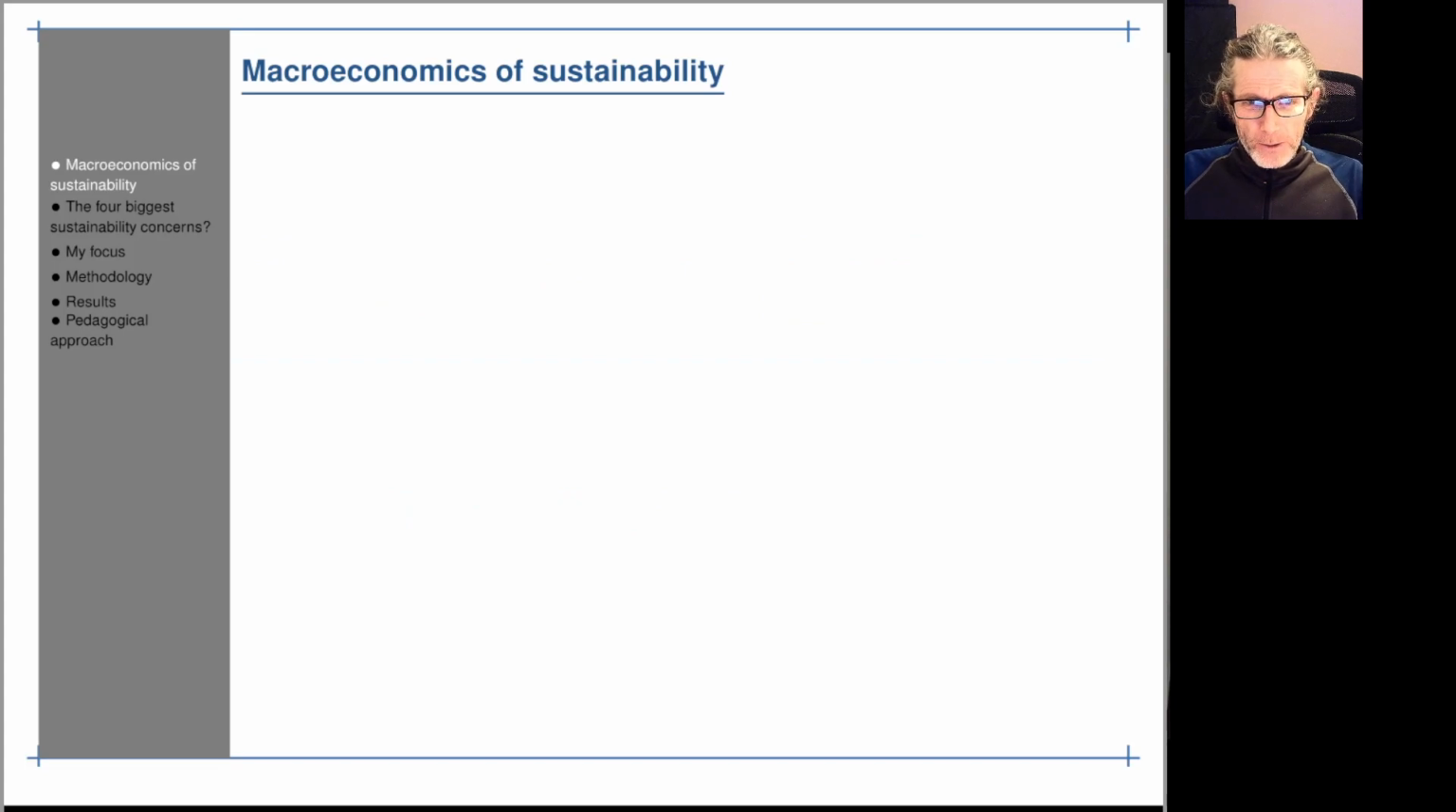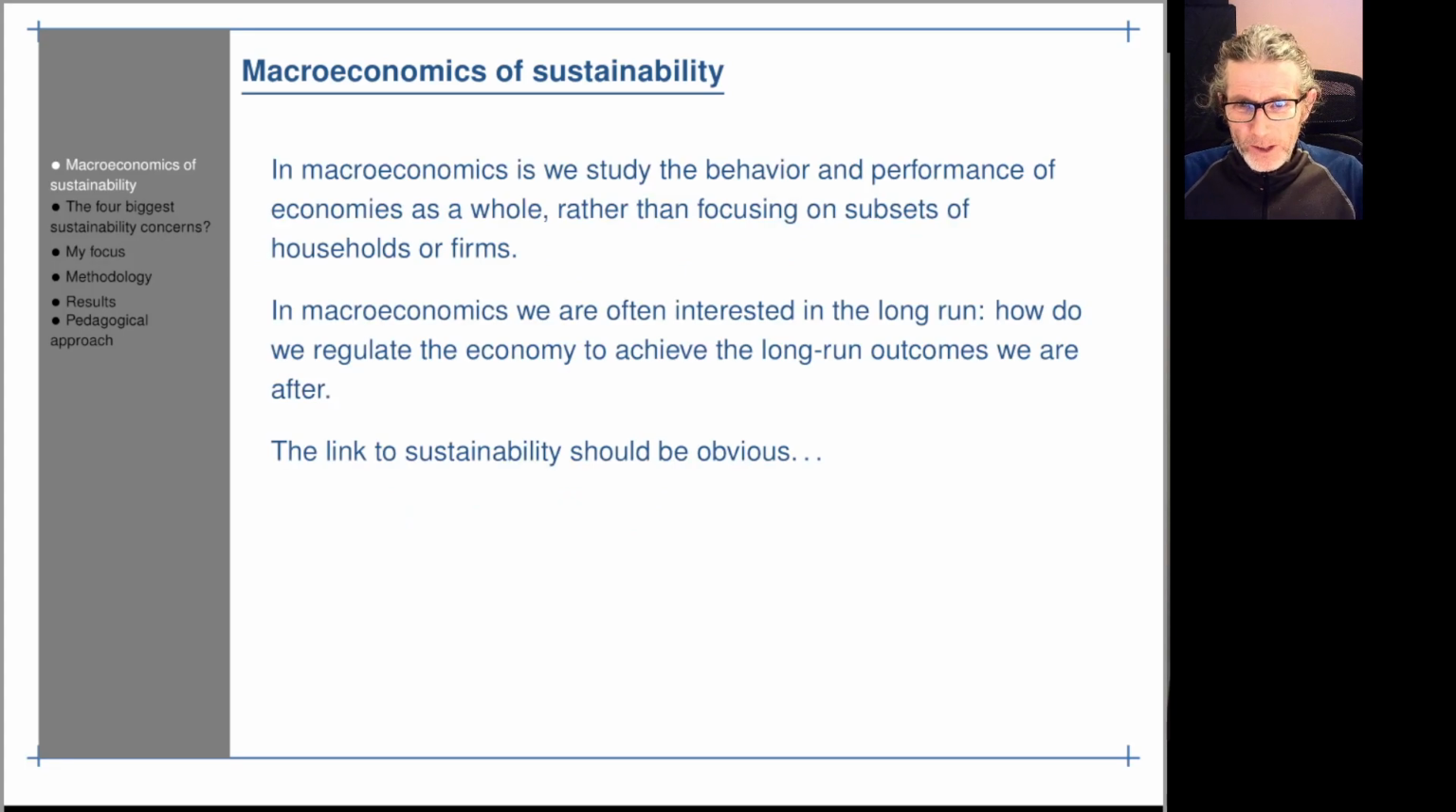So, macroeconomics of sustainability. So what's macroeconomics? In macroeconomics, we study the behavior and performance of economies as a whole, rather than focusing on subsets of households or firms. We're often interested in the long run. How do we regulate the economy to achieve the long run outcomes we're after? And of course, the link to sustainability should be obvious.